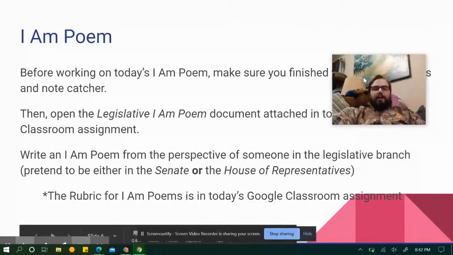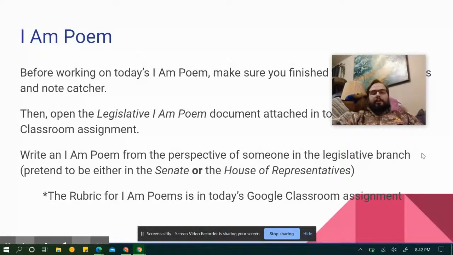Okay, so you're writing I am poem from the perspective of someone in the legislative branch. You can pretend to be either a representative in the House or a senator in the Senate. Pretend you are one of those people. Okay, we're going to take a look at it, but basically you're going to tell me kind of what it's like to be a senator.